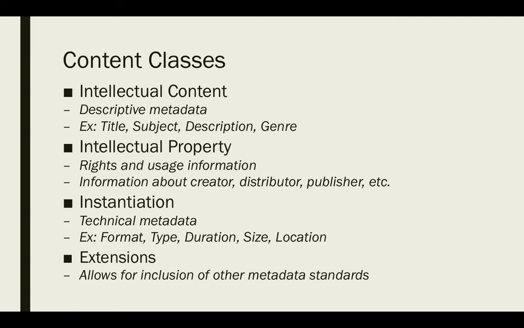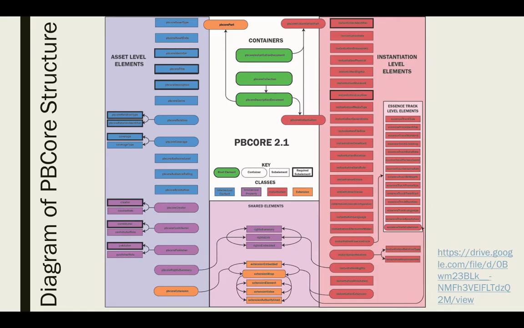The third content class is instantiation. This is going to be your technical metadata, so format, type, duration, size, and location. This is very important for audiovisual material. And the last content class is extensions, and this is where it allows for inclusion of other metadata standards.